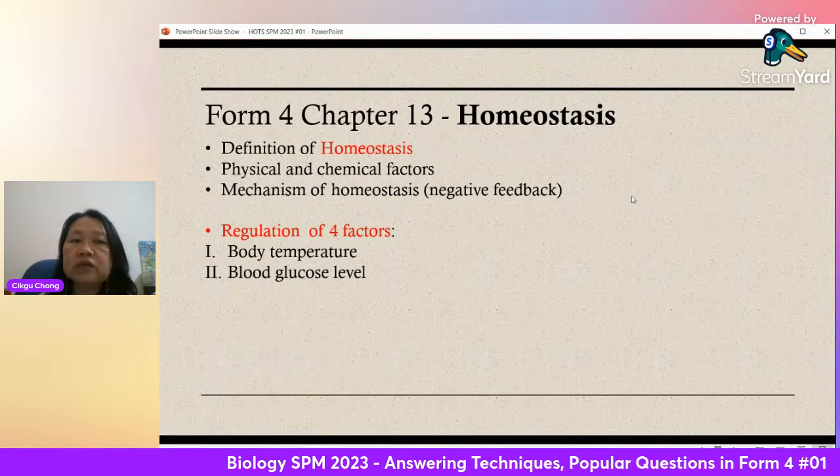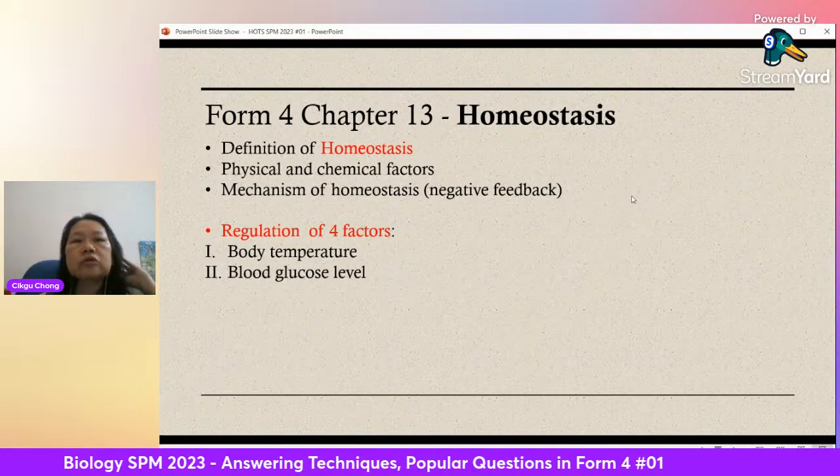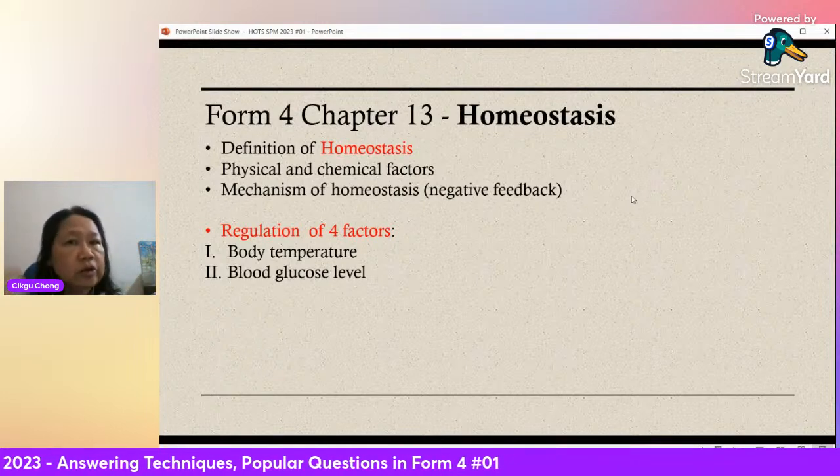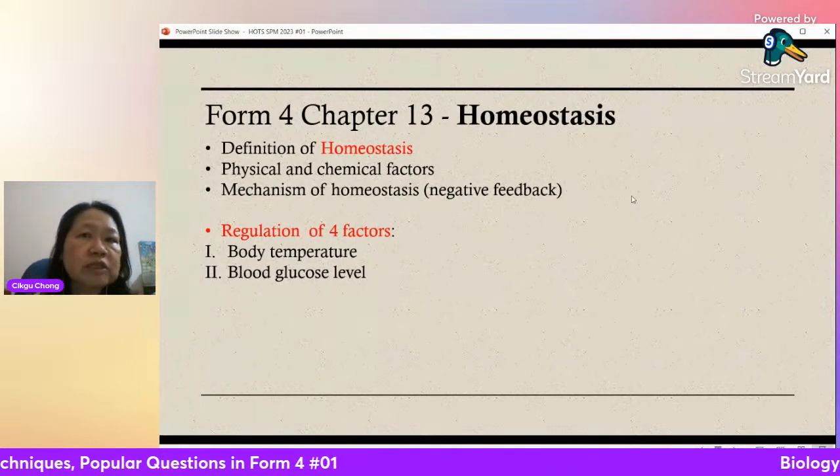Second factor is blood glucose level. What happens if your blood glucose level increases? Your body will try to bring it down. But what are the things you must write?